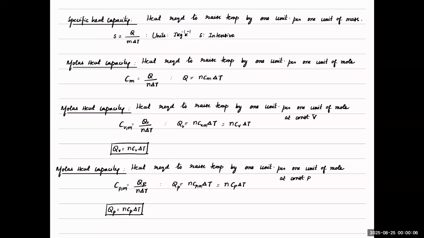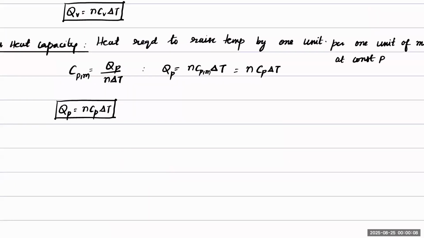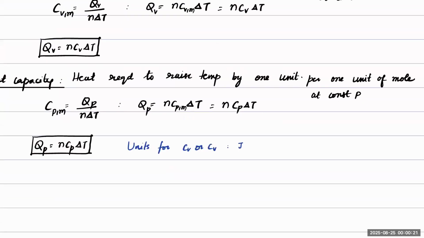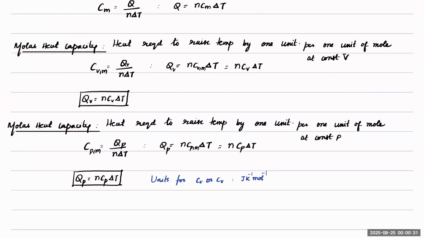Now, what are the units for this one? Units for CP or CV will be the same as above, that is joules per Kelvin per mole. This is the unit for CP or CV.